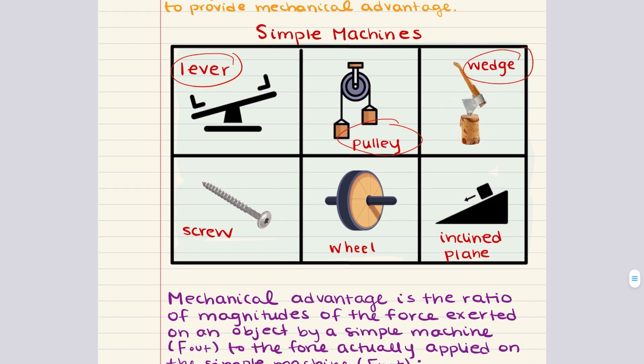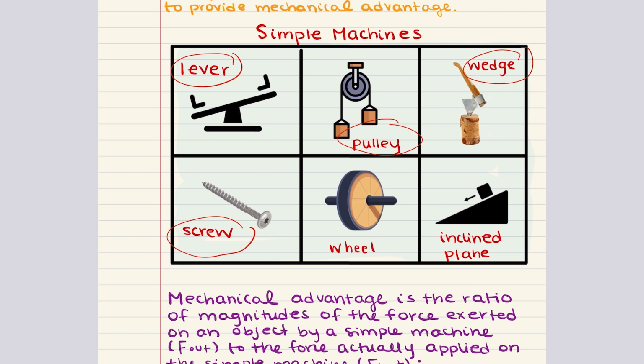Now, this is a device that is thick at one end and then it tapers to a thin edge at the other end, and it's used to split, cut, or divide an object by essentially applying forces to the thicker end. And the mechanical advantage of a wedge is determined by the ratio of the length of the slope to its width.